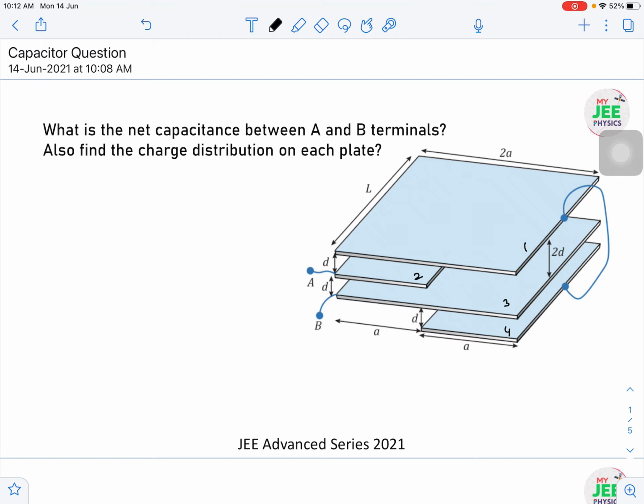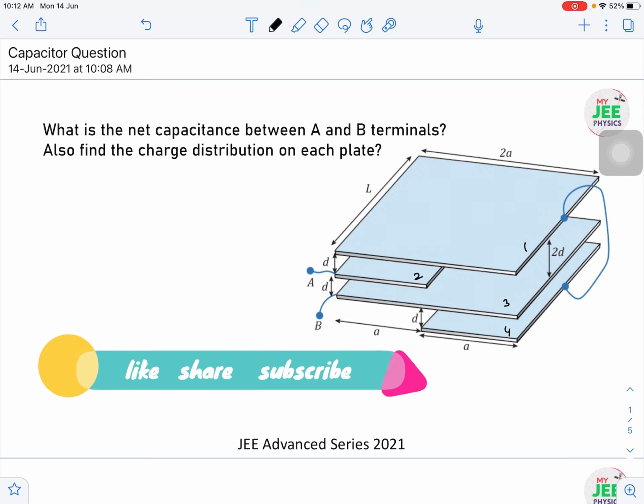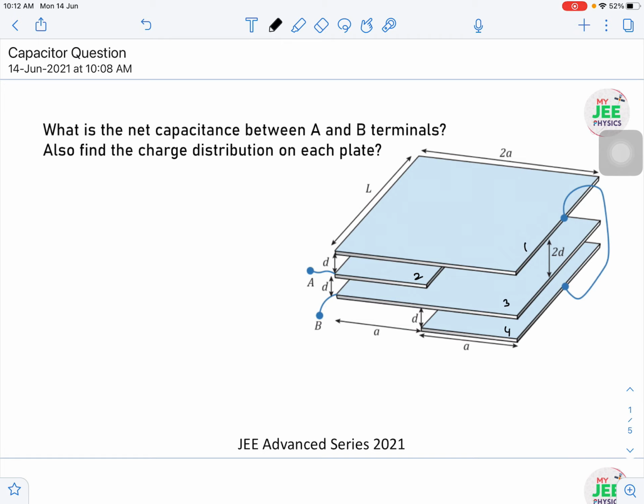Okay, so let's start with how to solve this question. In the question, you have observed one more thing: the first and fourth plates are also connected by a conducting wire. That means the first and fourth should have the same potential. But the problem is that the second plate and fourth plate have a slightly different arrangement. So I want to redraw the same plate arrangement and redraw the circuit.